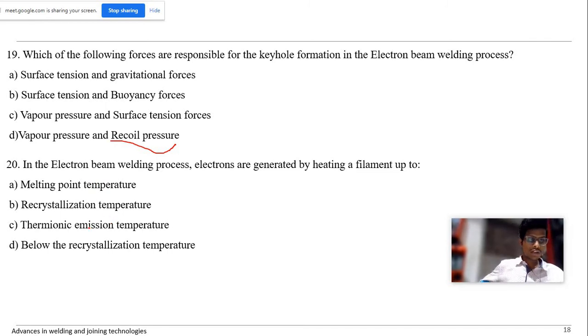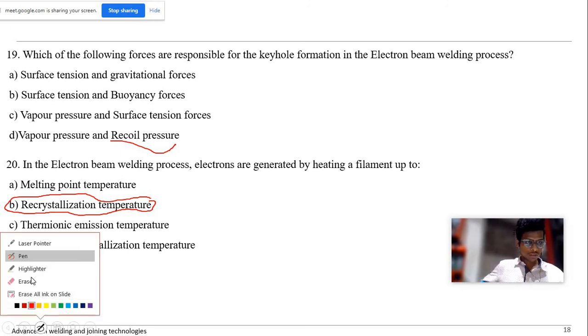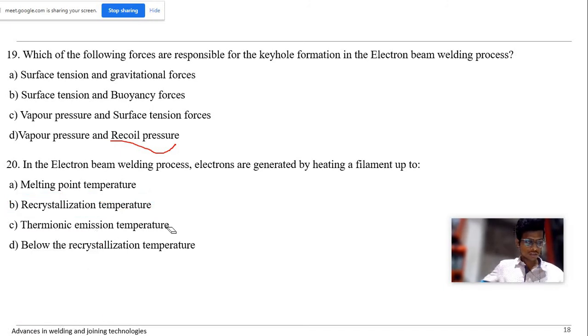Can anyone tell what is recrystallization temperature? You guys would have studied those concepts in metal forming. I'll be waiting for you for 1 minute. Recrystallization temperature. Anyway, you guys get confused. I think the answer is recrystallization temperature, but the answer is thermionic emission temperature.